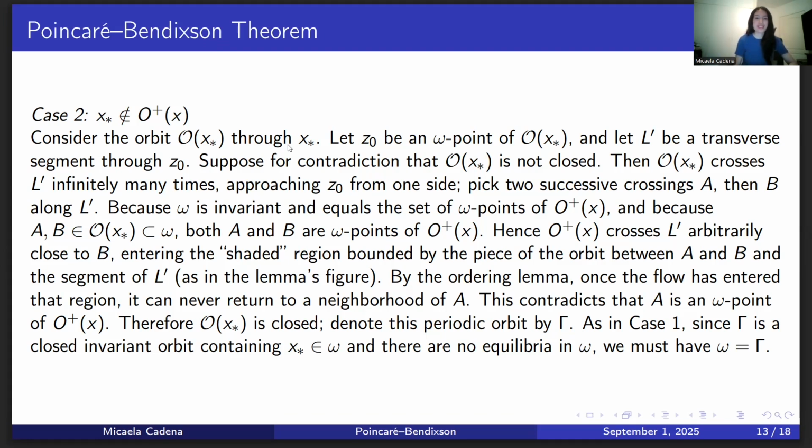Now, because the omega limit set is invariant and it equals the set of omega limit set points of the forward half orbit, and because both points belong to this orbit, and this orbit is a subset of the omega limit set, we get that both A and B are omega limit set points of the forward half orbit of solution X. Hence, the forward half orbit crosses L prime arbitrarily close to B, entering the shaded region bounded by the piece of orbit between A and B and the segment of L prime here.